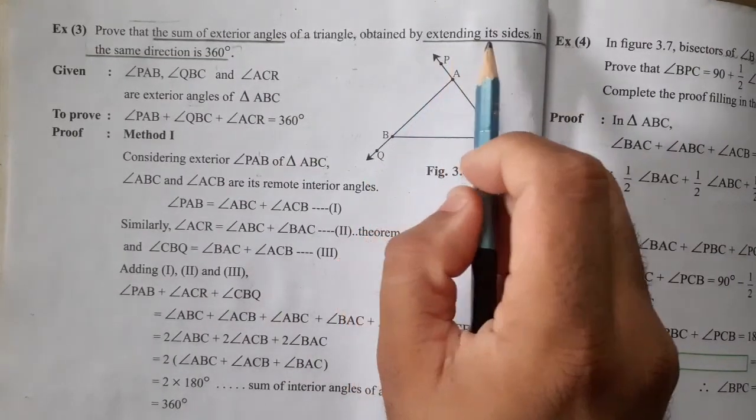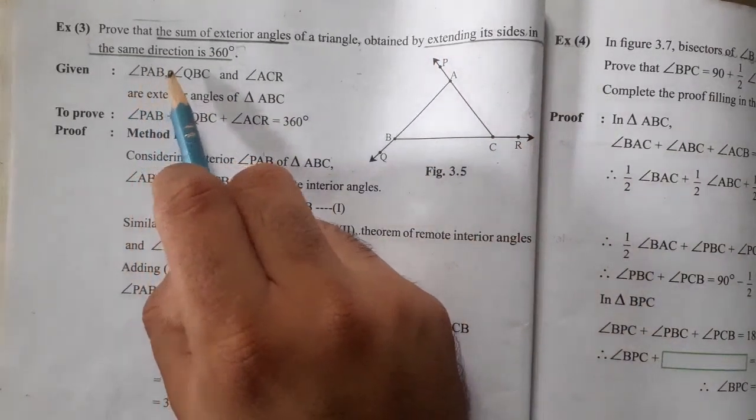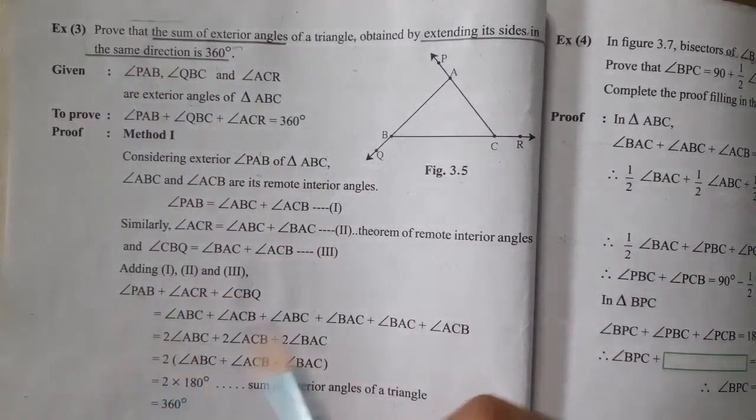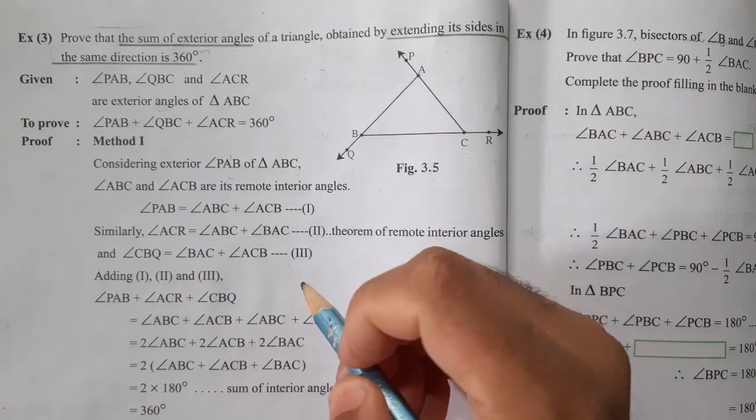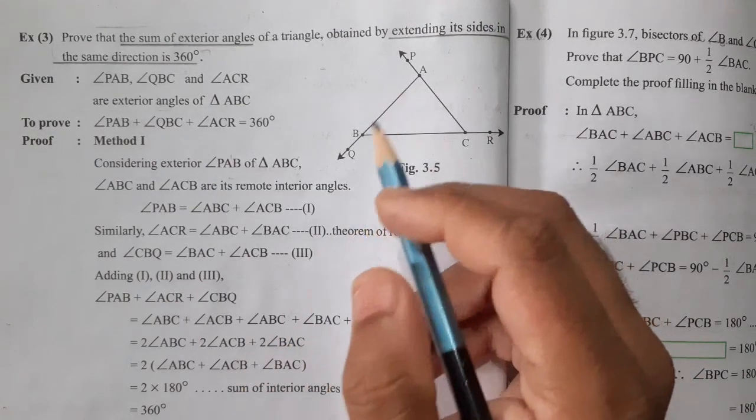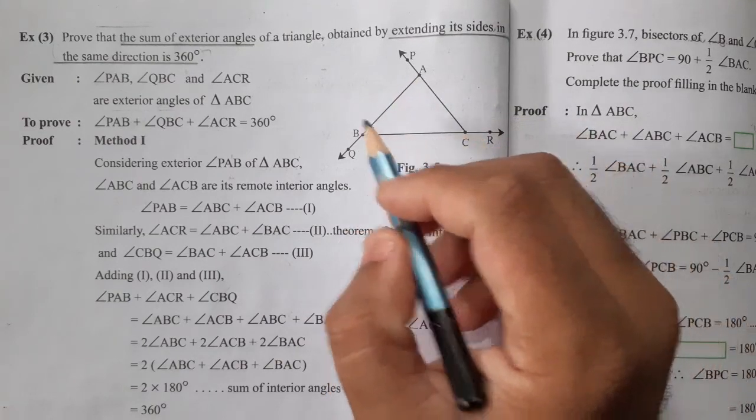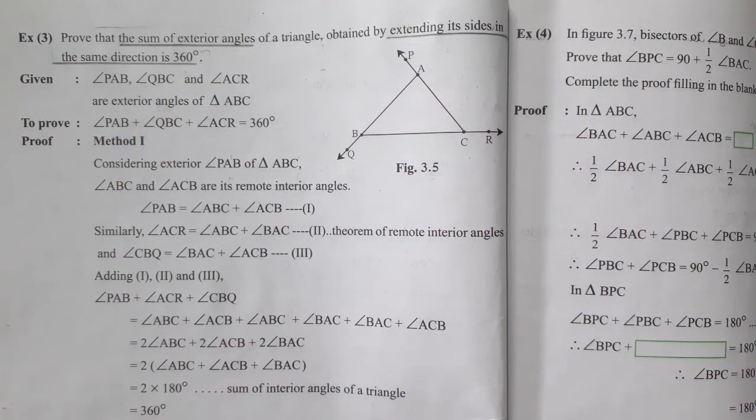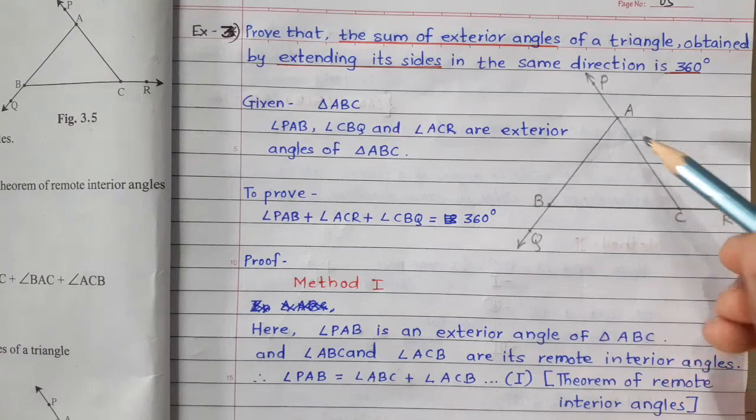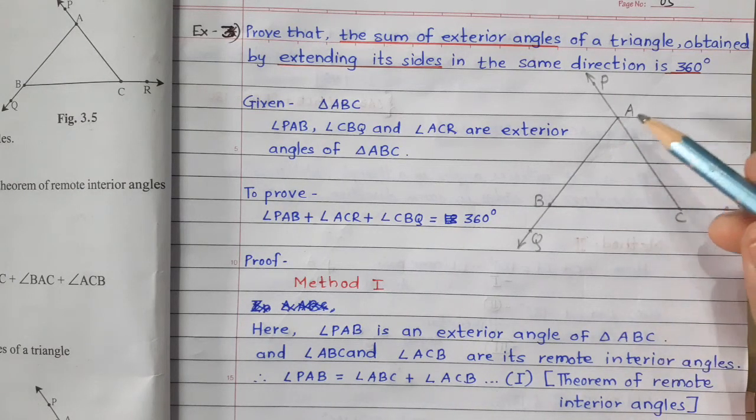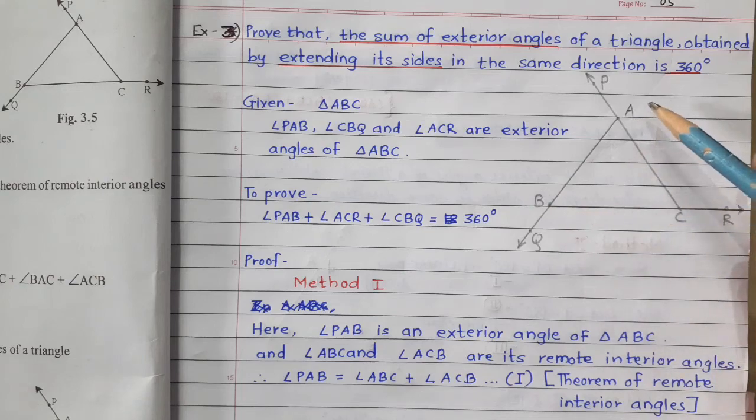When we extend the sides of a triangle in the same direction, the sum of exterior angles is 360 degrees. So here we have triangle ABC. When we extend the sides of triangle ABC, we get exterior angles.